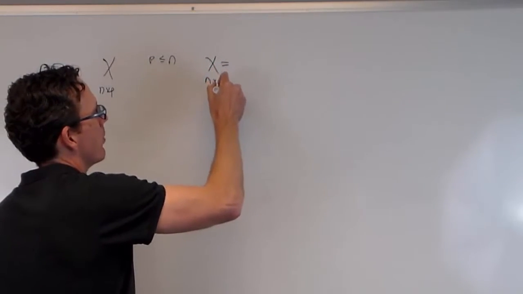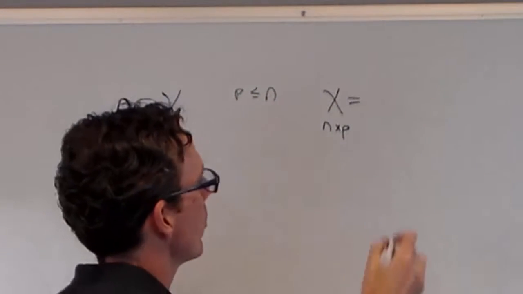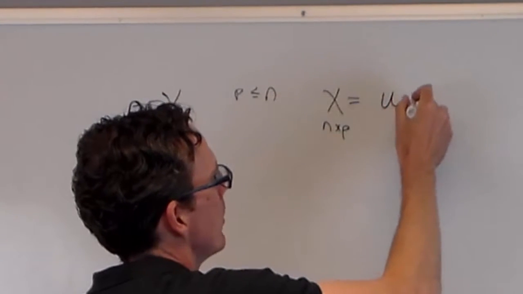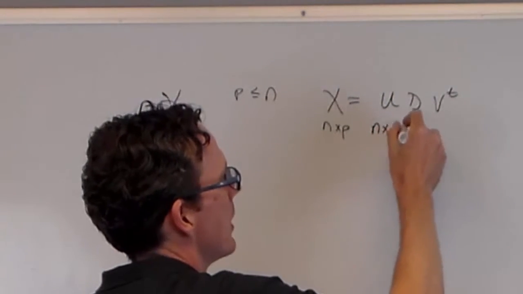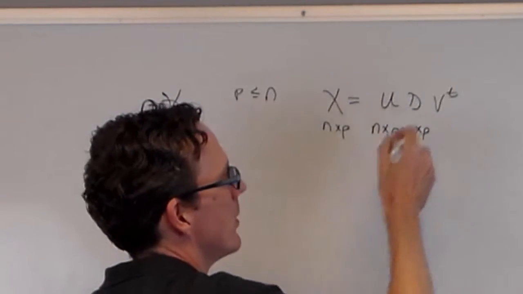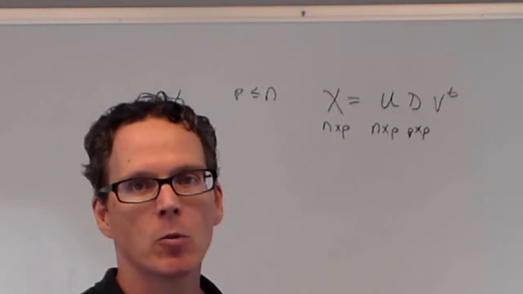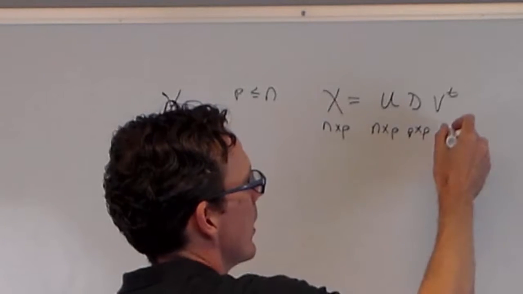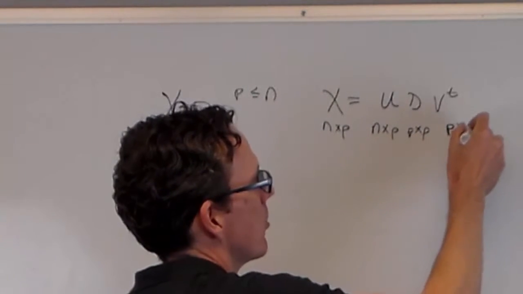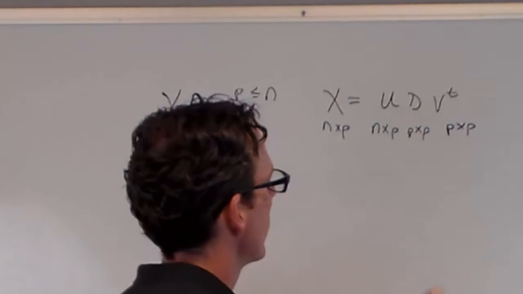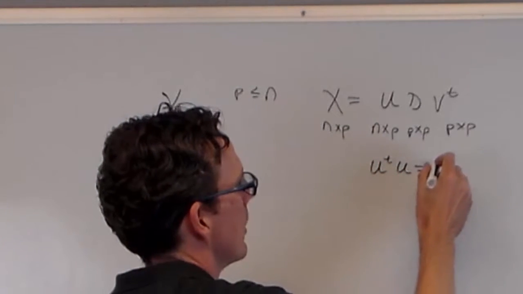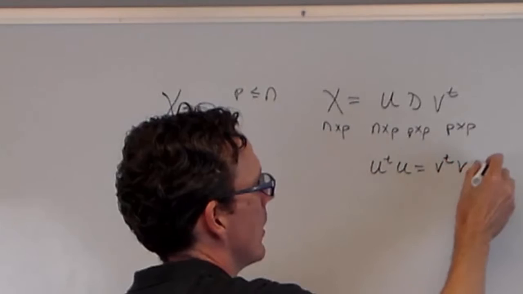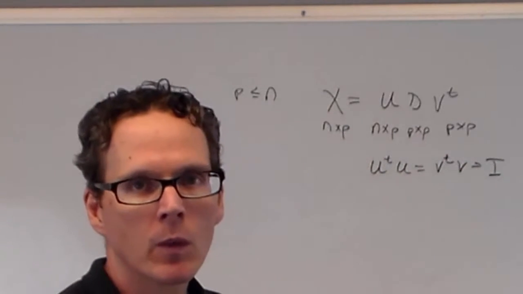So x is n by p of full column rank, so we can decompose it into u d v transpose, where u is n by p, d is a p by p diagonal matrix of singular values, and v transpose is a p by p matrix, and these are such that u transpose u equals v transpose v equals I.